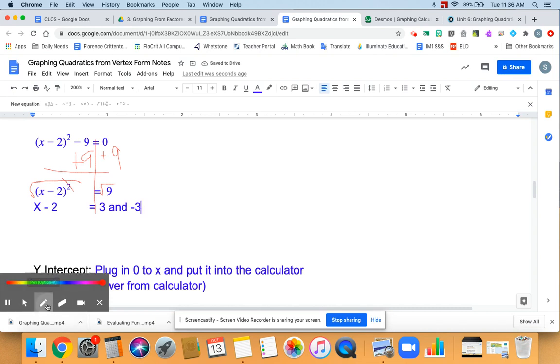So now what is my last step in solving for x? I have to add the 2 away to both sides.